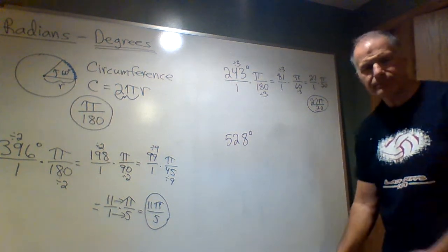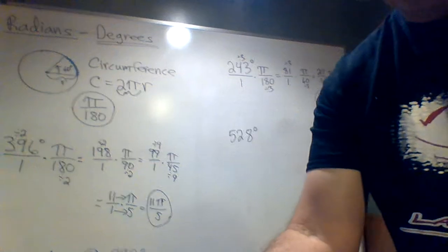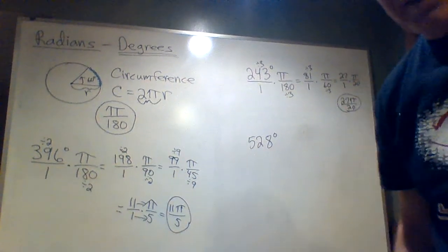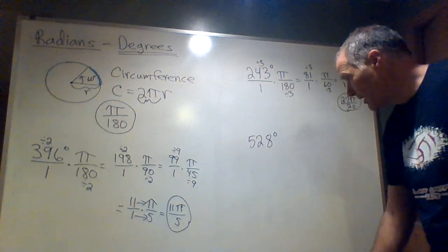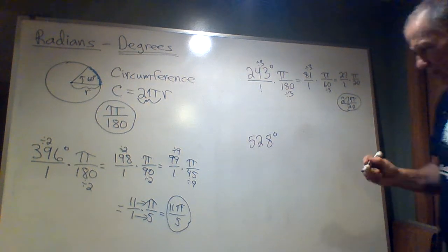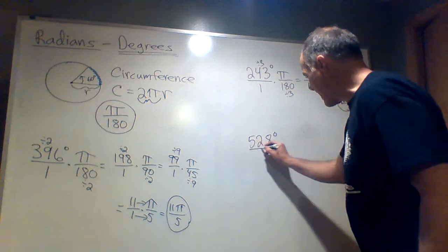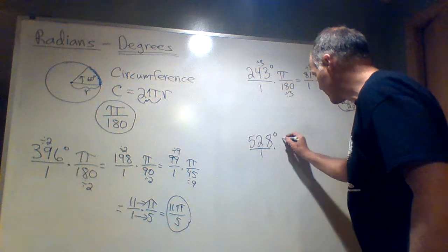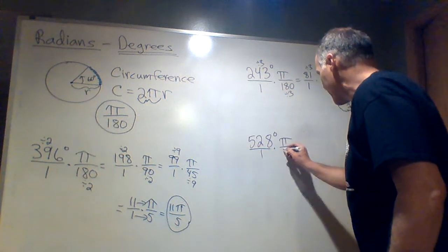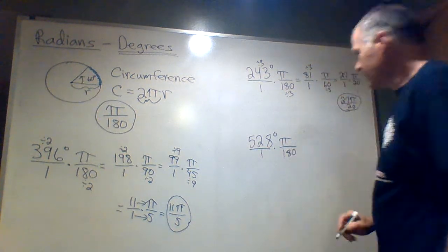Okay? Let me slide this over a little bit. Get a little closer. Okay, let's do one more, and then you'll have a couple for your homework. Okay, 528 over 1 times pi over 180.